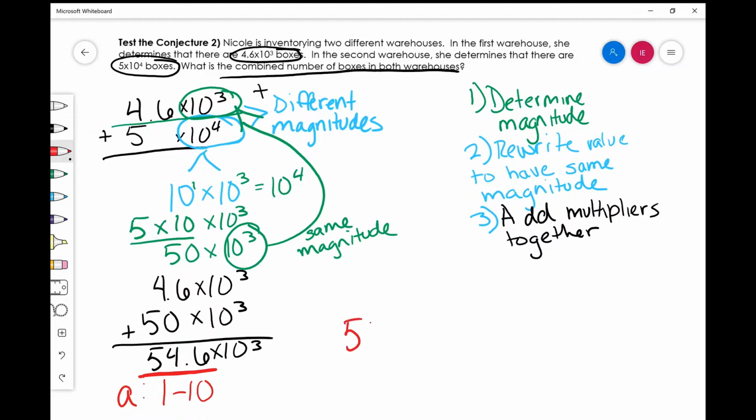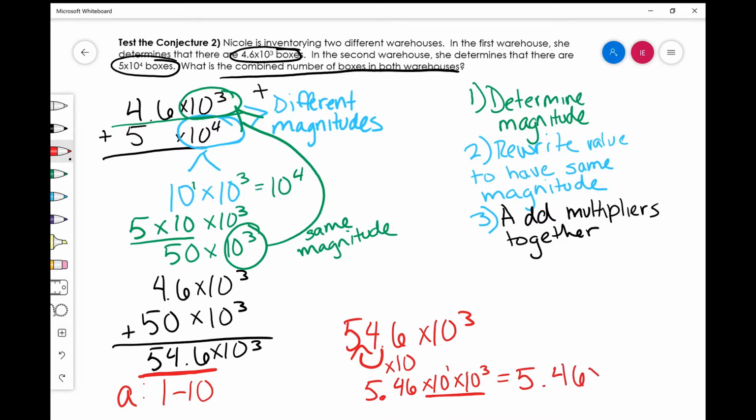I have 54.6 times 10 to the third power. I need to move my decimal place over one more time, which means I need to multiply by 10 one more time. If I have 5.46 times 10 times 10 to the third, I can simplify these 10 times 10 to the third by adding my exponents together. So I get 5.46 times 10 to the fourth.